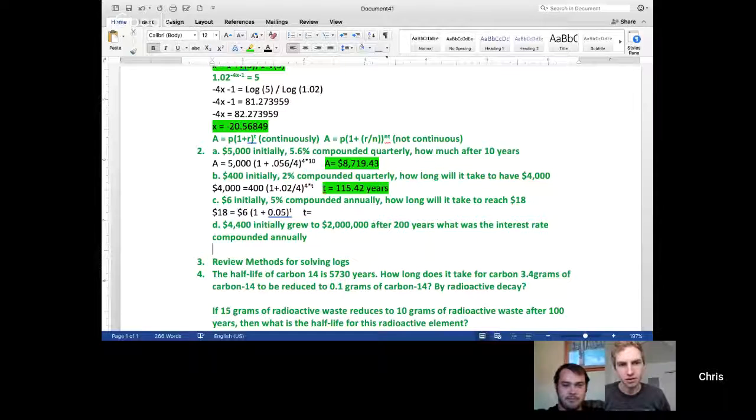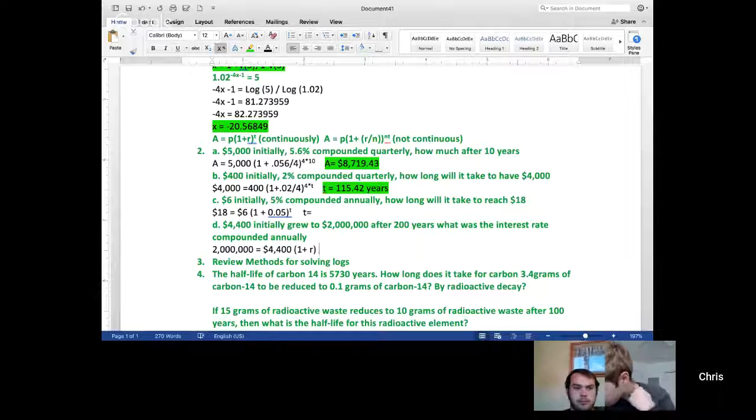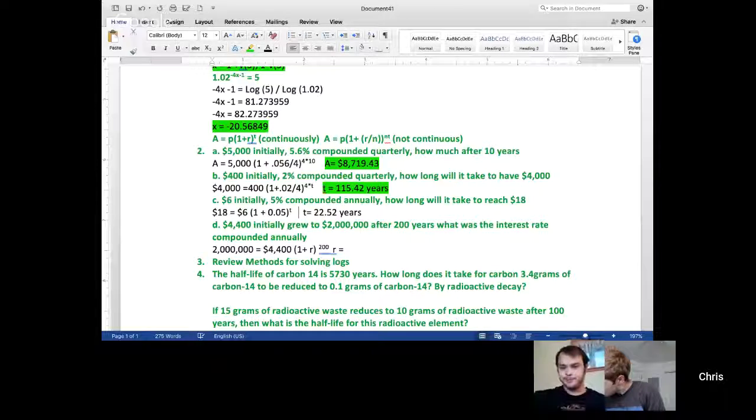Okay, whoops. 2,000 million equals 400 times 1 plus, we don't know what that is, R is. And we know what T is, 200. So for C, I got about 22.5. 2.5? 22.5. I guess if we're rounding to 2 decimal places, it's 22.52. Not that that would matter too much, but you know. Oh, that's incredibly easy.